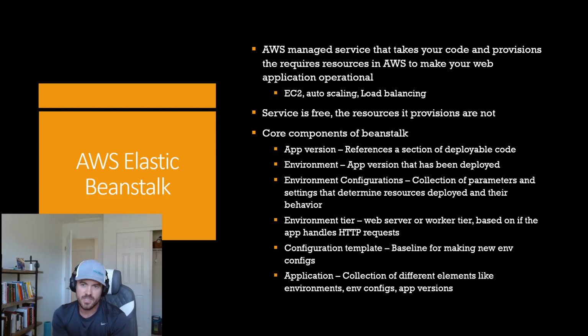So the core components of Beanstalk include the application version, which references a section of deployable code, because you're probably going to have different versions of your application. The environment, so the application version that has been deployed, so you can have maybe a test environment, a production environment, things of that nature. Environment configuration, which is just parameters and settings that determine resources deployed to an environment and how they behave once deployed. An environment tier is going to be a web server or a worker tier, and this is going to be based on if the application handles HTTP requests or not.